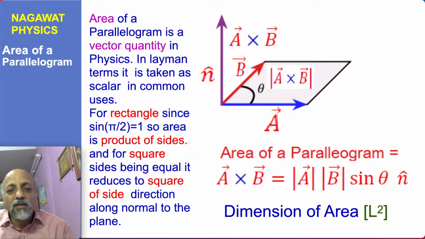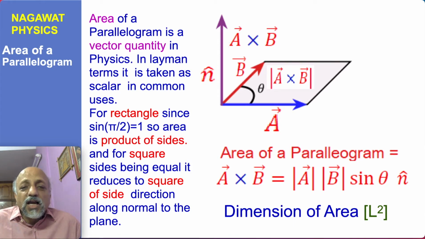And often in the physics course, area would be used as a vector quantity unless otherwise specified, and we are ignoring the directions or not required to consider the direction. Otherwise, area is a vector quantity. The dimension of area, definitely from this formula, because A and B are sides having dimensions of length, will be L square.